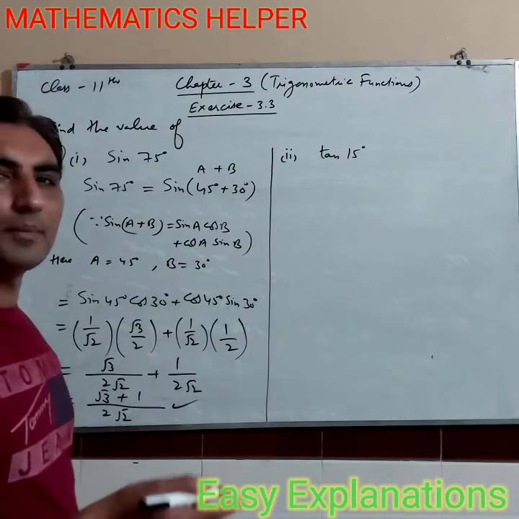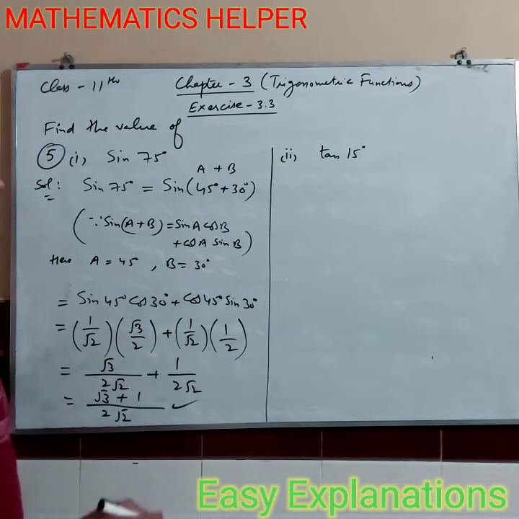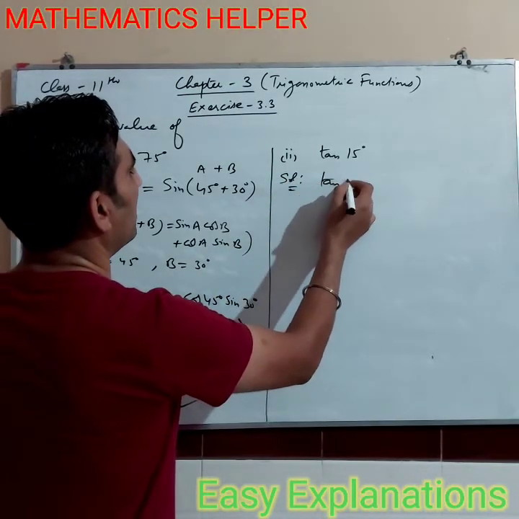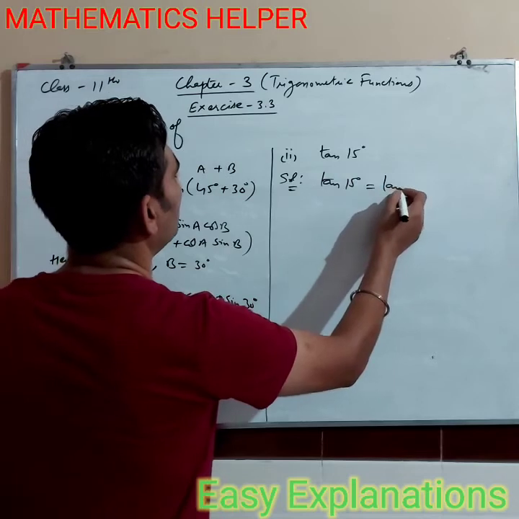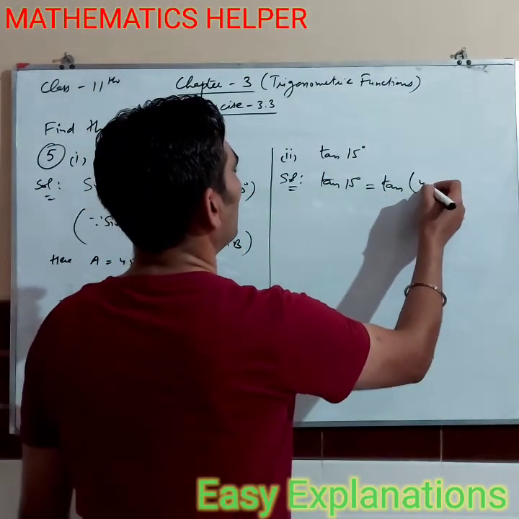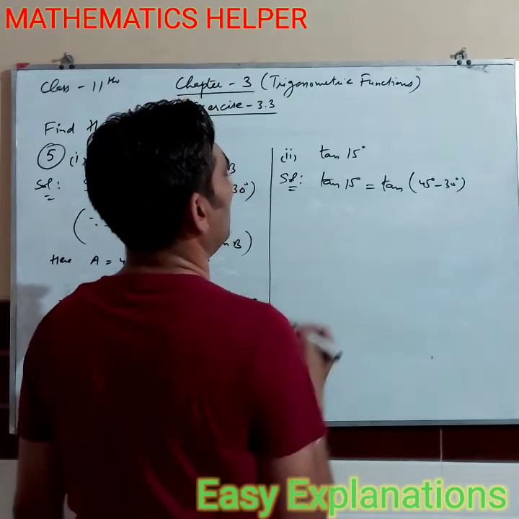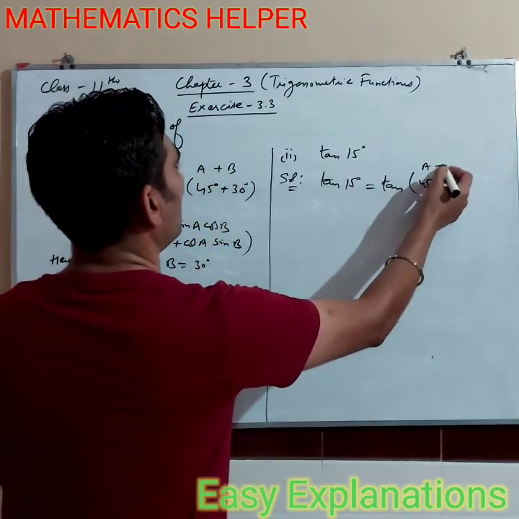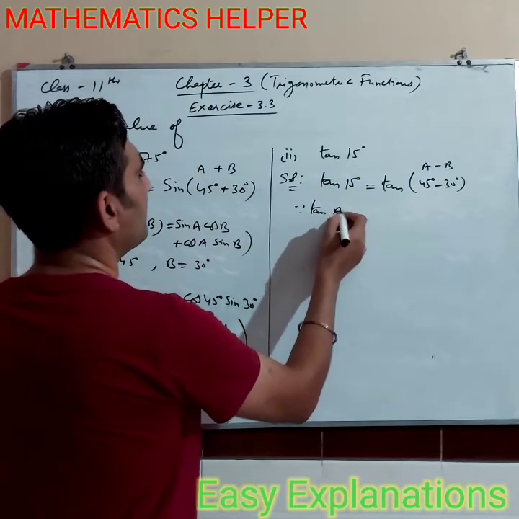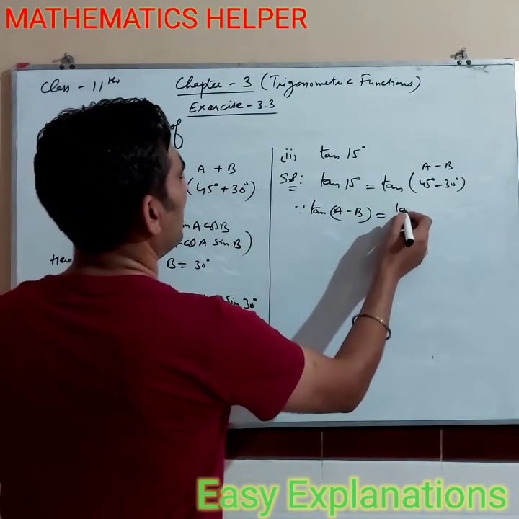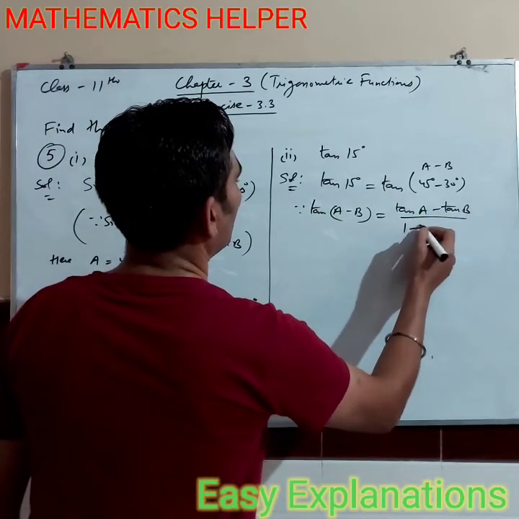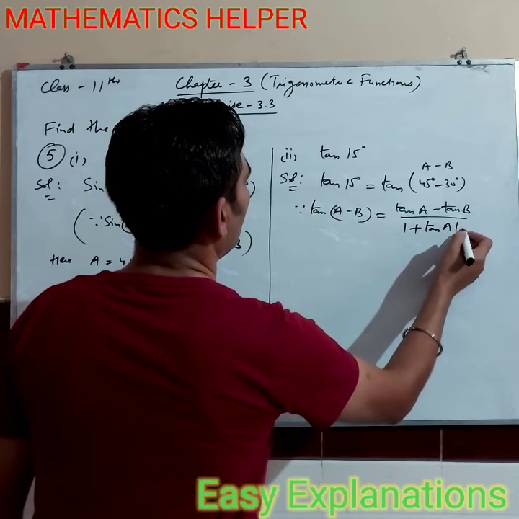Now we will go for part number 2. Part 2 is tan 15 degrees. So I am writing the solution of this now. Tan 15 degrees can be written as tan of 45 degrees minus 30 degrees. It is very simple. And it is the same as tan A minus B. What is the formula for tan A minus B? It is tan A minus tan B over 1 plus tan A tan B.